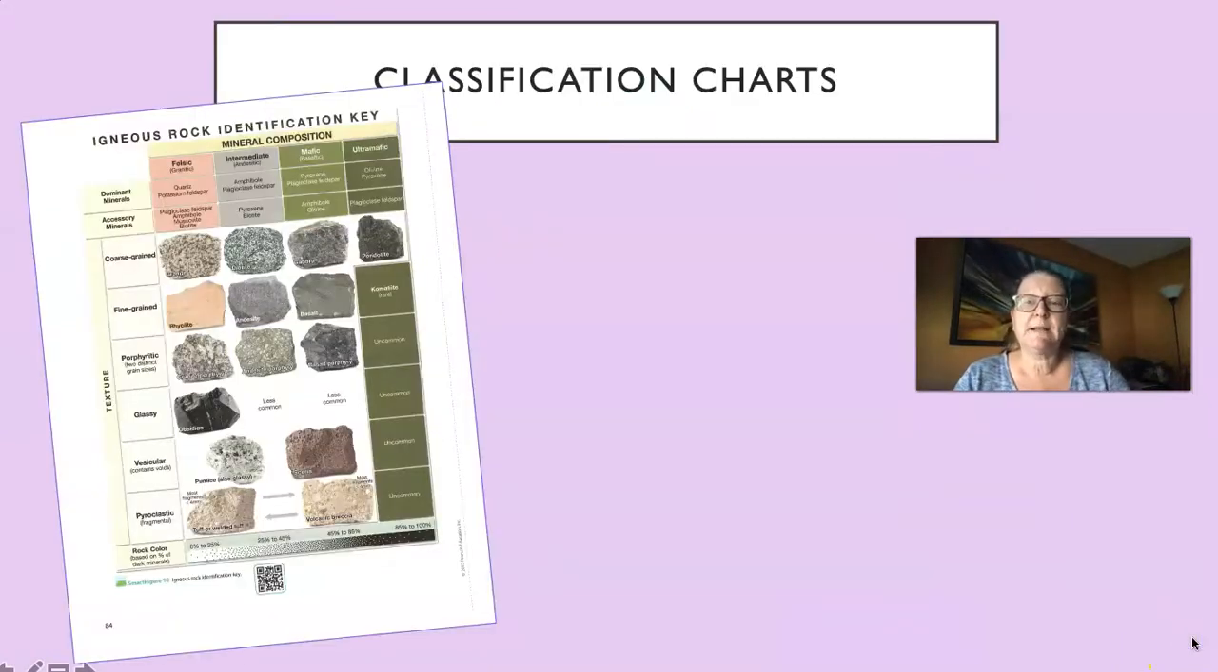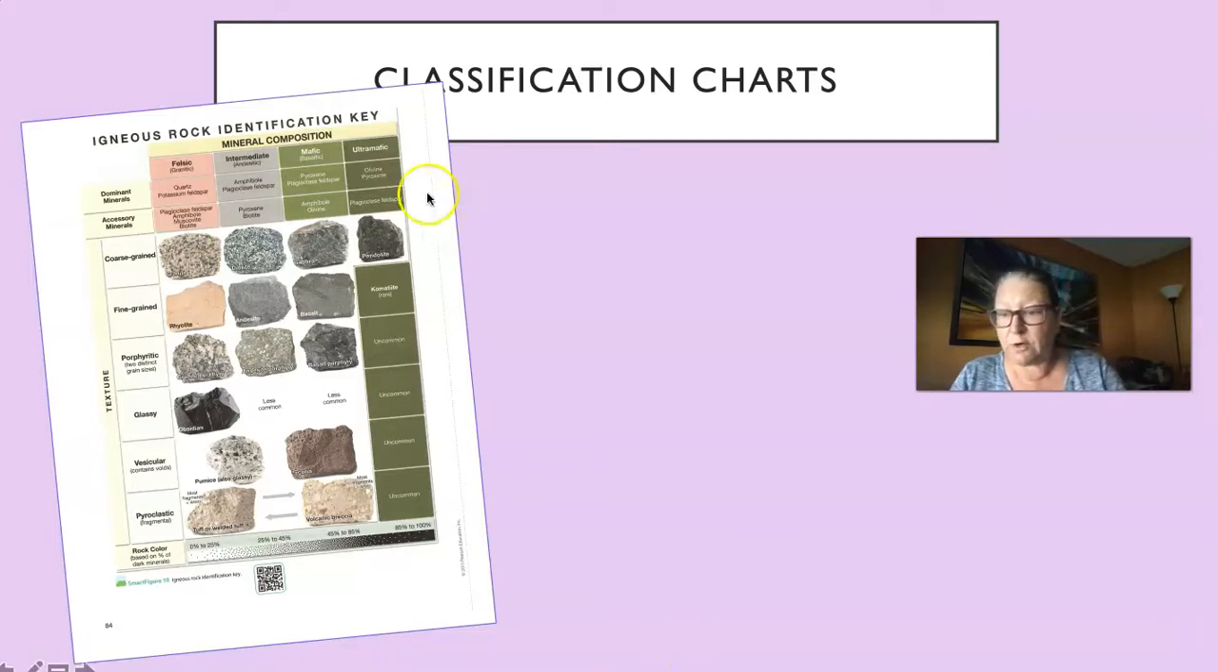So you're going to be expected to be able to read the classification charts for the igneous, sedimentary, and metamorphic rocks. These charts are in your lab, and those are the ones we're going to use. The charts you see in the videos might be slightly different versions. Don't be confused, just realize there's more than one way to make a chart. I'm going to show you the key components of each of these charts, and then you can compare them to the ones you see in the videos.